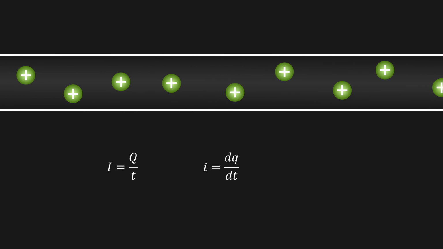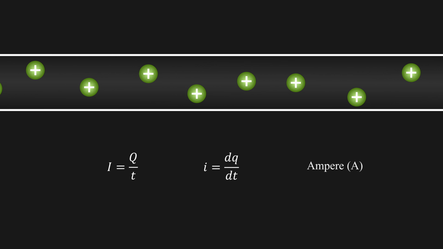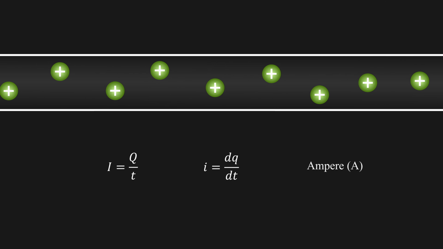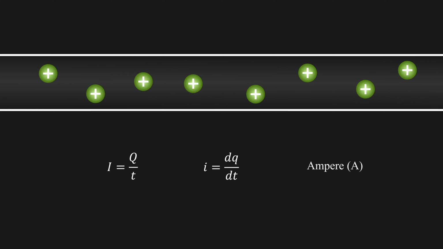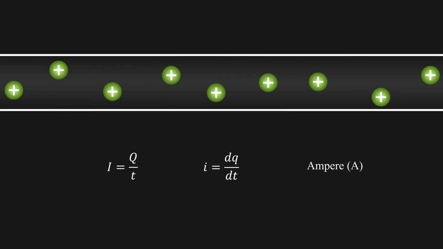Moving on, the SI unit for measuring current is ampere, denoted by the letter capital A. So if 1 coulomb of charge moves past a cross section in 1 second, that's 1 ampere.